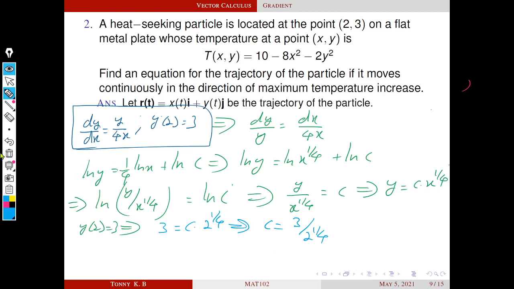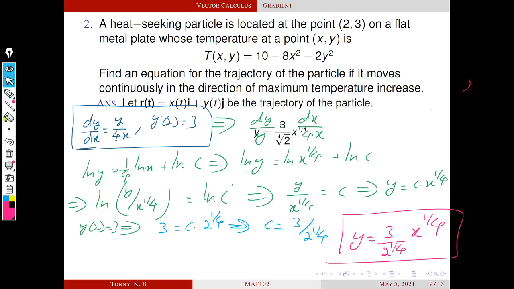So what is our trajectory? Our final trajectory, y is equal to, what is c? C is 3 by 2 raised to 1 by 4, into x raised to 1 by 4. So this is the trajectory of the particle. The particle moves in this trajectory, and finally it reaches the maximum temperature point by using our gradient technique. Yes, y is equal to 3 by the fourth root of 2, into x raised to 1 by 4.